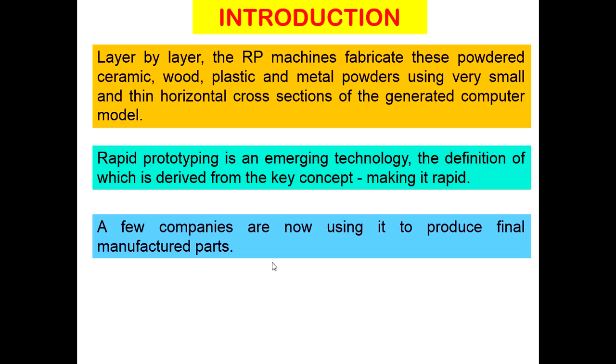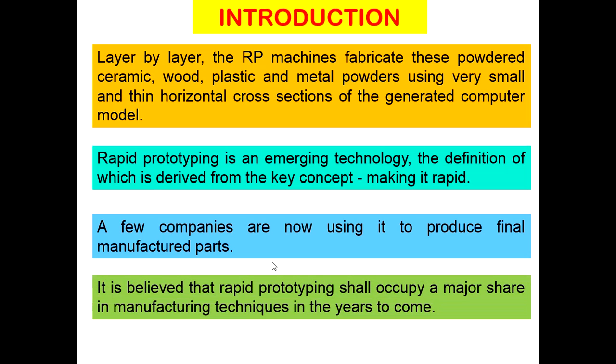Some of the companies are also using this technology for manufacturing the final component. The component manufactured with this technology can be directly used in the actual applications. This is also one of the biggest advantages of this technology. A direct component can be used in the application, and in the coming years this technology is going to occupy a major share in the market, as it offers attractive advantages for manufacturing.